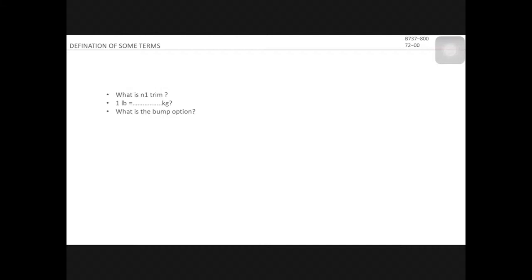Another term: 1 pound is equal to 0.453 kilograms. And another term, bump option. Bump option is an option provided to achieve power levels greater than the normal takeoff levels within specific limitations. The bump rating does not influence the power levels which are at or below maximum continuous thrust. For example, with an available bump, the redline values M1, N2, EGT remain identical to baseline rating.